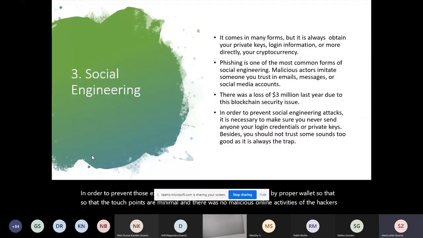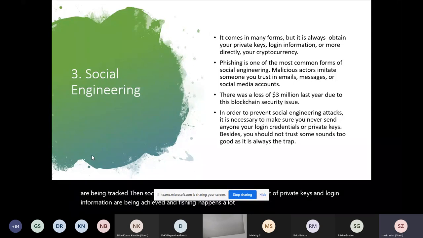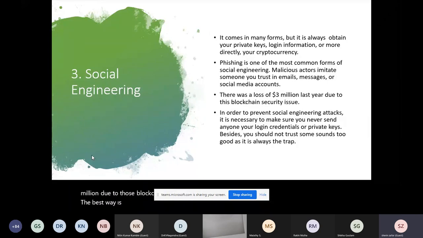Then social engineering is again an issue where a lot of private keys and login information are being obtained, and phishing happens a lot. So again, there was a loss of 3 million due to those blockchain issues of social engineering. So the best way is to never send your login credentials or private keys and never fall into that particular trap.